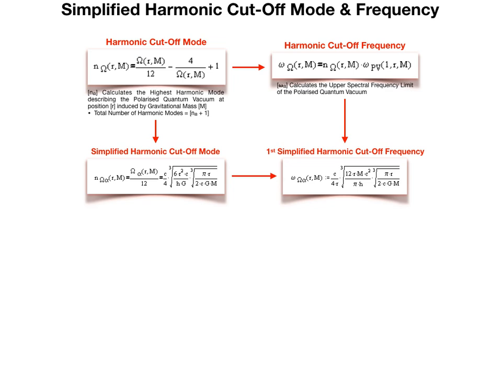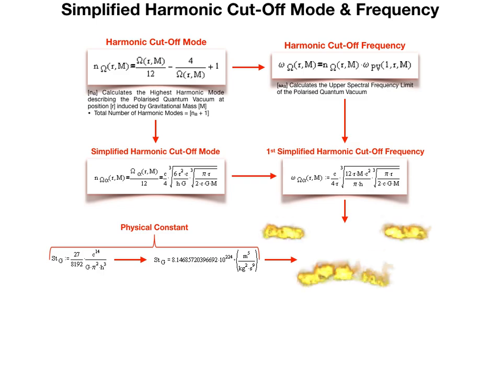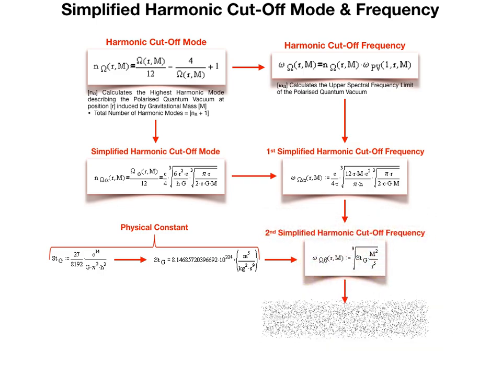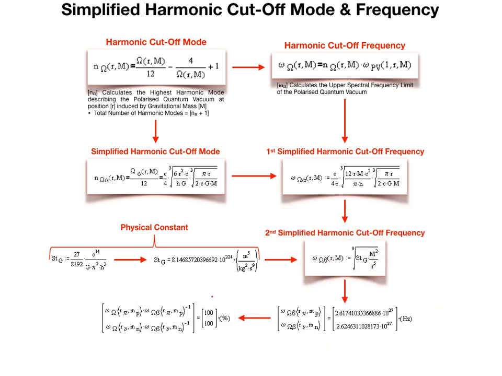Utilizing a similar substitution process as before, we're able to generate the simplified harmonic cutoff mode and frequency as shown. We can further simplify the frequency expression by recognizing a collected group of terms form a physical constant, as identified. Subsequently, the second simplified harmonic cutoff frequency is generated and shown to be 100% similar to the original solution. With the harmonic cutoff function, mode and frequency simplified, we are now in a position to derive exact analytical expressions for the zero-point field equilibrium radius of the proton and neutron.